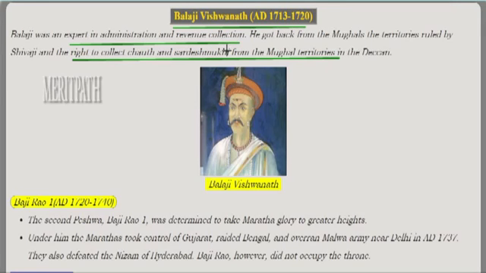He was an expert in administration and revenue collection. So he got back the territories from the Mughals which were ruled by Shivaji, and he also got the right to collect the taxes known as Chauth and Sardeshmukhi. So in the Deccan region, he used to collect the taxes from the Mughal territories. This is the image of Balaji Vishwanath.